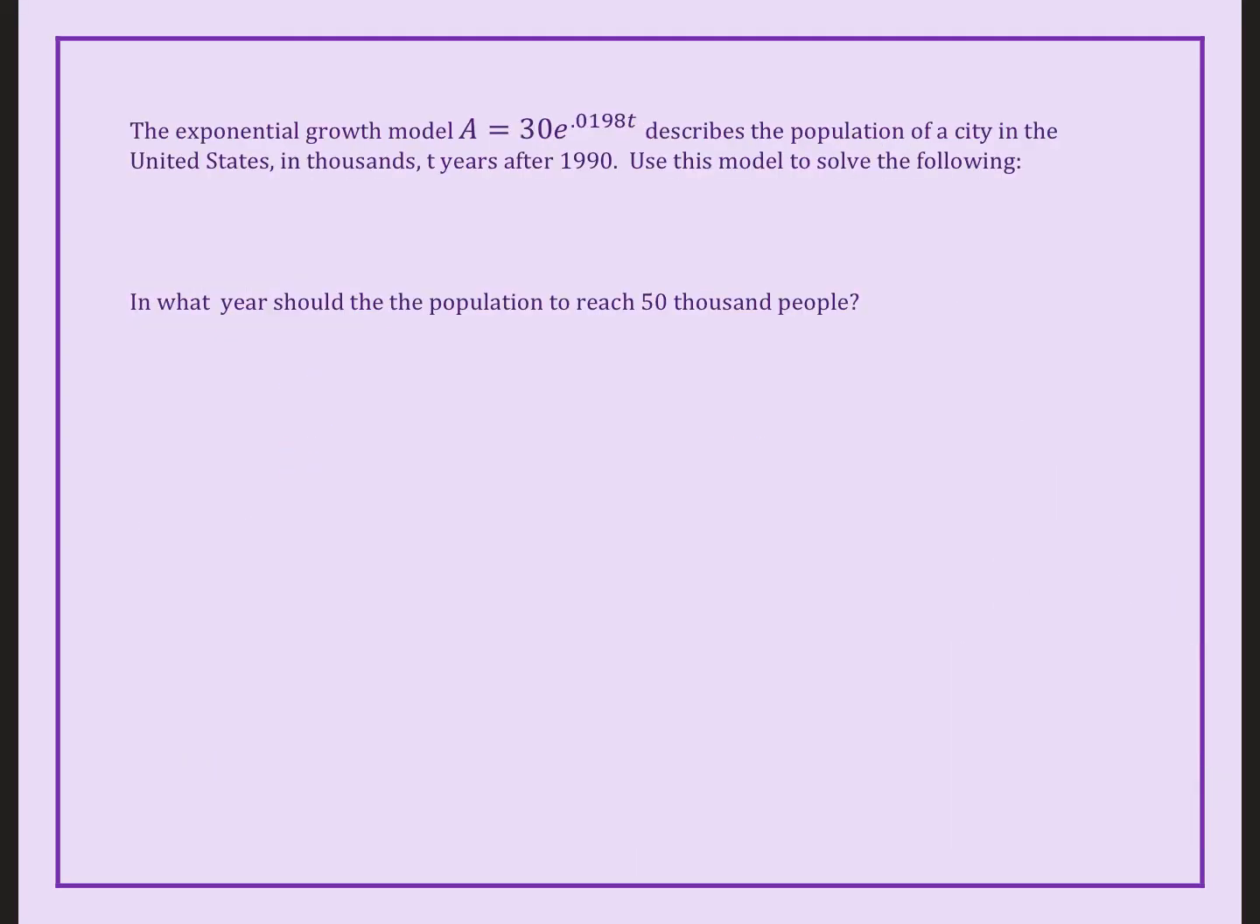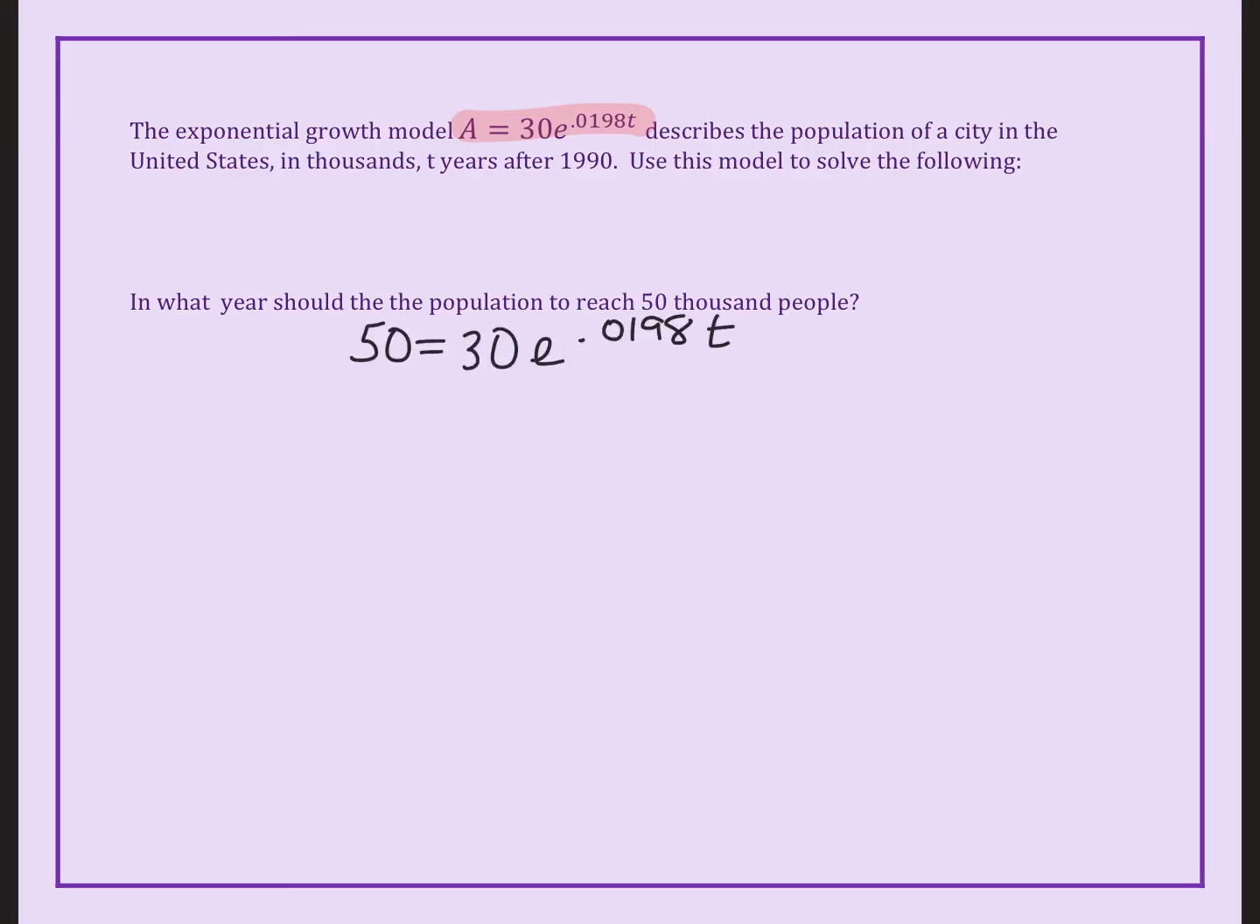So one more problem and we'll call it a day. This one should be a little bit quicker. So this exponential growth model describes the population of a city in the United States, in thousands, t years after 1990. Use this model to solve the following. In what year should the population reach 50,000 people? So we're going to plug in that 50 to A. Now, because we're talking about thousands of people, I just have to write a 50.